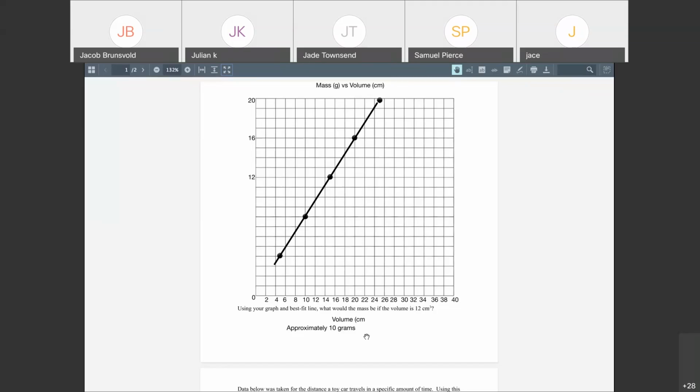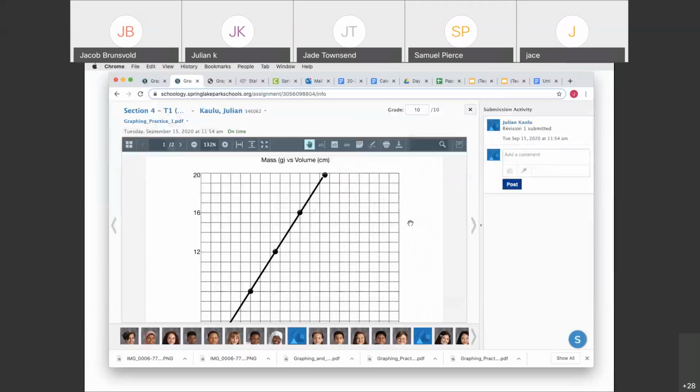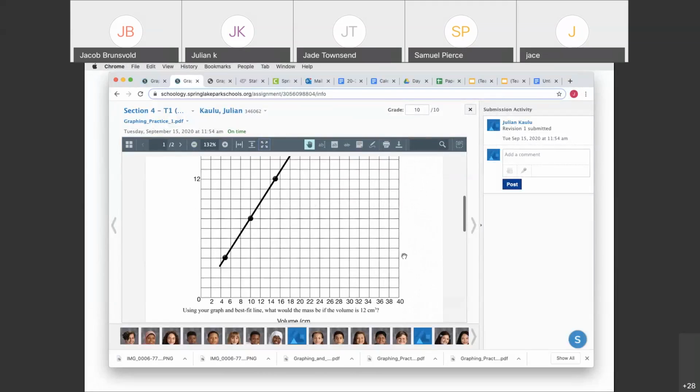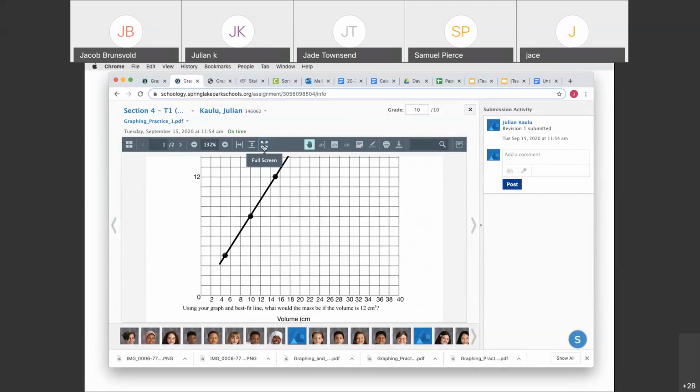But in general, really good job, Julian. This is a very nice graph. Okay, let's do this then. For the second graph, let's take a look at Sam's because Sam wanted to volunteer.